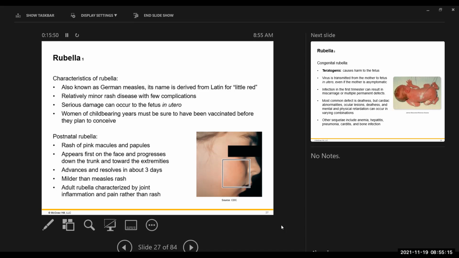Arthritis affects some patients, and this is not terribly common in kids, it's more common in adults who get it. You get an arthritis that affects at least 5 joints. Then a few days after, there's a maculopapular rash, like measles. It progresses in a cephalocaudal progression. From the face down the extremities, it too spares the palms and the soles of the feet. The rash clears up after 3 days, hence the term 3-day measles.